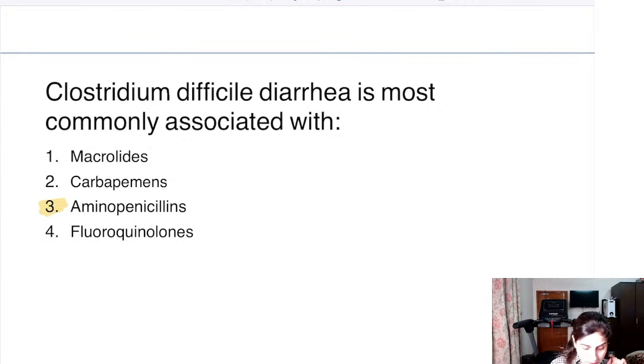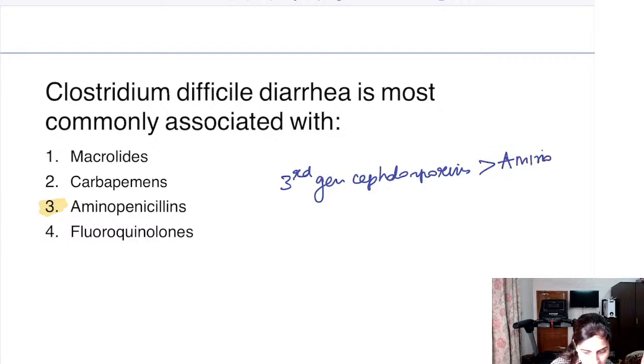aminopenicillins, but otherwise अगर एक और ऑप्शन आ सकती है, थर्ड जनरेशन cephalosporin अगर आएगा कोई भी, that is more likely to cause even as compared to aminopenicillins. ठीक है? aminopenicillins notorious हैं, but third generation सबसे ज़्यादा, फिर aminopenicillins and all. So they won't go beyond that, but सबसे ज़्यादा common ये. So drugs causing pseudomembranous enterocolitis, Clostridium difficile, सब में यही ऑप्शंस आपको पूछे जा सकते हैं.